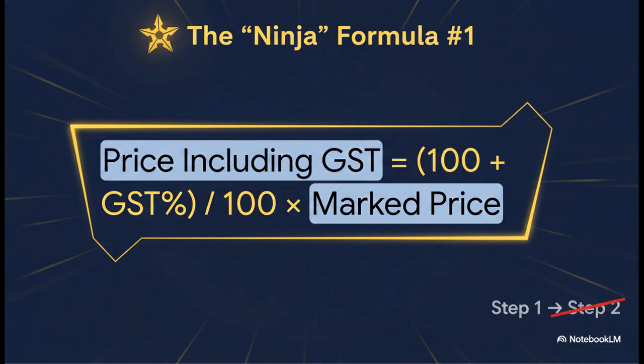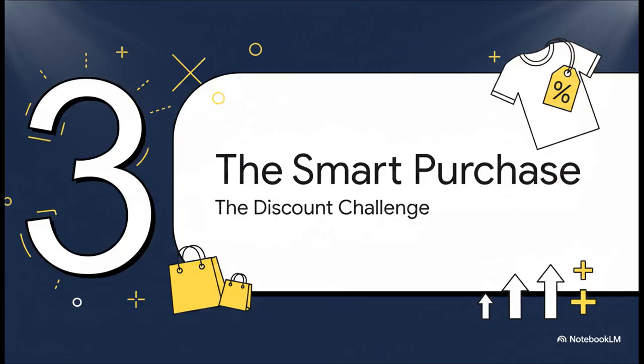This right here is the first ninja formula you need to burn into your memory. It lets you get the final price in one single shot. You just plug in the numbers, 100 plus 12, divide by 100, and multiply by 1,000. That's just 1.12 times 1,000, which gets you 1,120 instantly. It's way faster, and honestly, it leaves less room for silly mistakes. Okay, let's build on that.